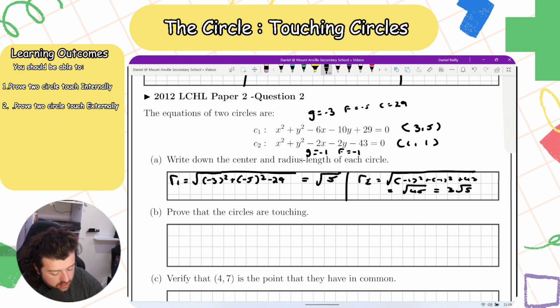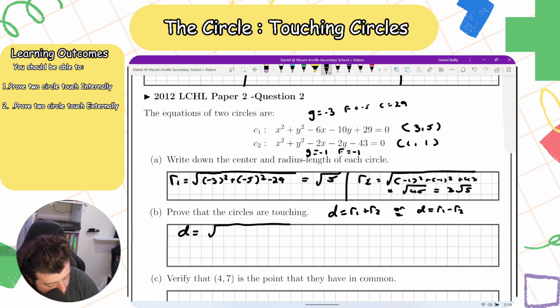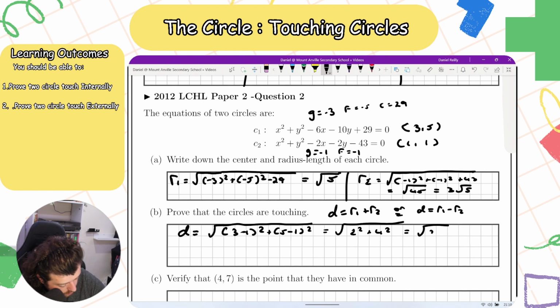So prove that the circles are touching. If it doesn't say touching internally or externally, it just says prove it's touching. So d is equal to r1 plus r2, or d is equal to r1 minus r2. So one of them will hold. I have my two radii here. My distance between the two center points, so these are my two center points up here, is going to be the square root of 3 minus 1 squared plus 5 minus 1 squared, which is equal to 2 squared plus 4 squared, which is equal to root 20, which is 2 root 5.